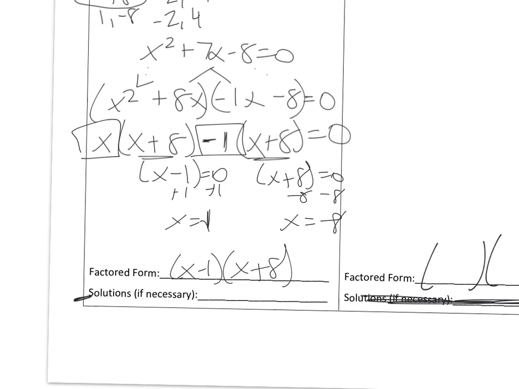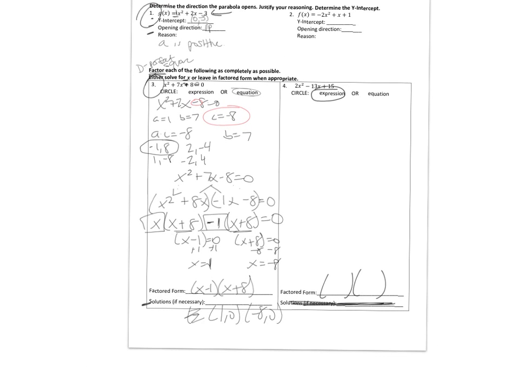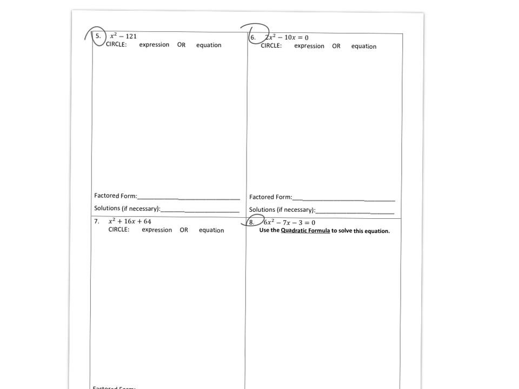If I want solutions, you can write them as positive 1, negative 8, or if we're talking about x-intercepts, positive 1 comma 0, and negative 8 comma 0. Okay, so question number 4 is going to be the exact same thing. You're just going to have to stop at the factoring step. Okay, we're going to do a few on the back side.